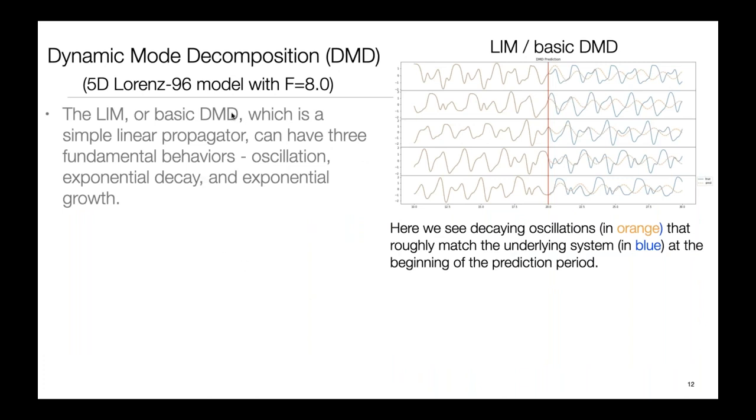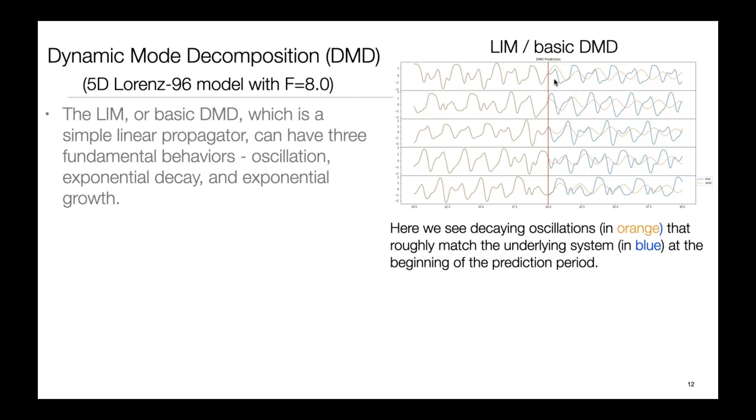So what is the LIM doing? The basic LIM is a simple linear propagator. So you might think, what can this do that a complex nonlinear numerical model cannot do? Basically, the most that a linear model can have in terms of representation is oscillation, exponential decay, and exponential growth.